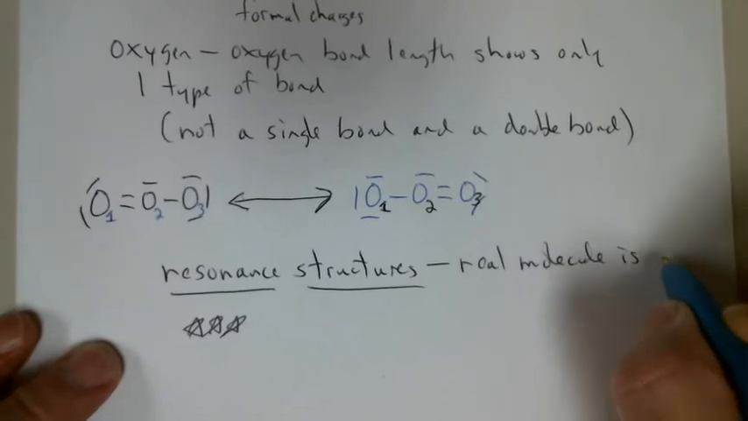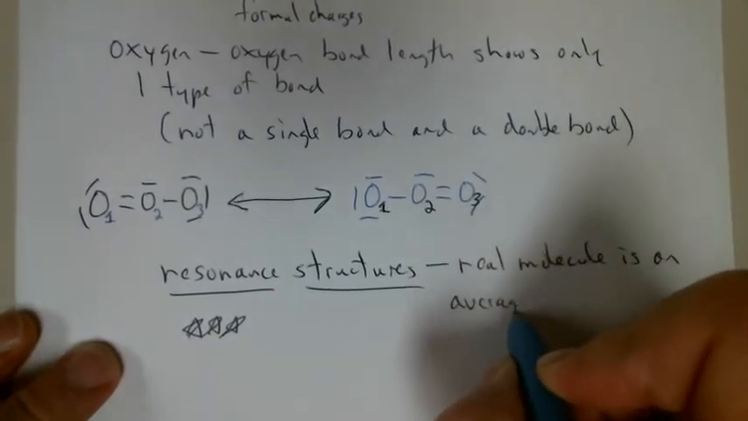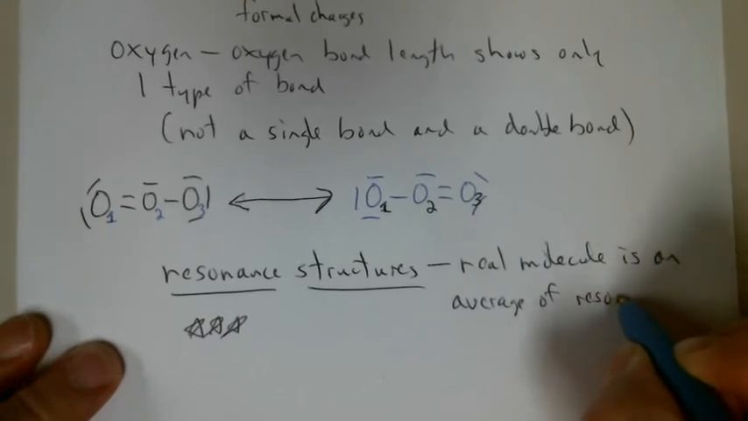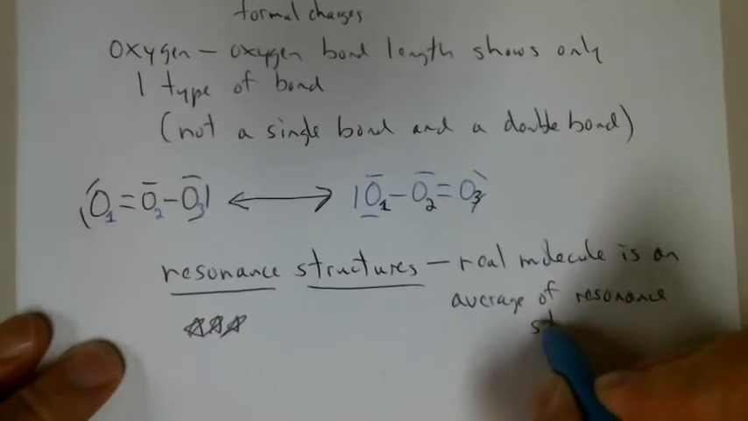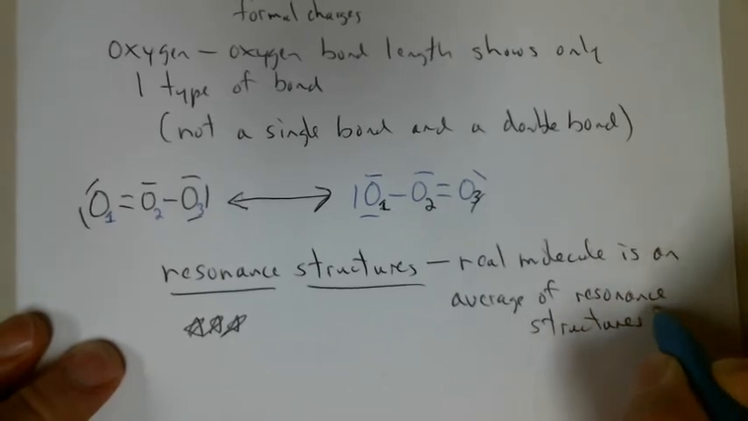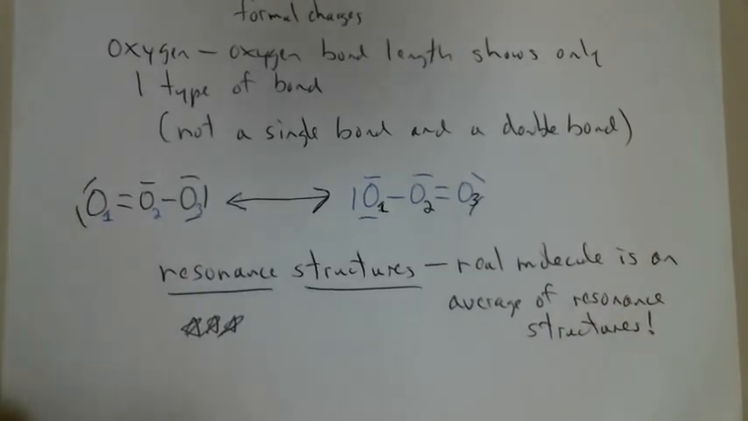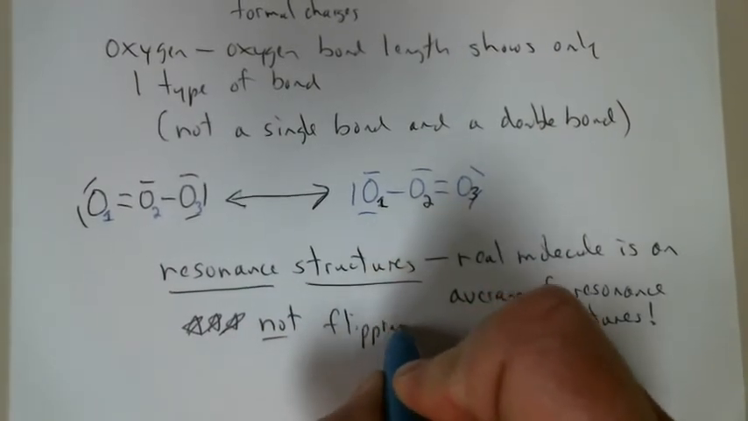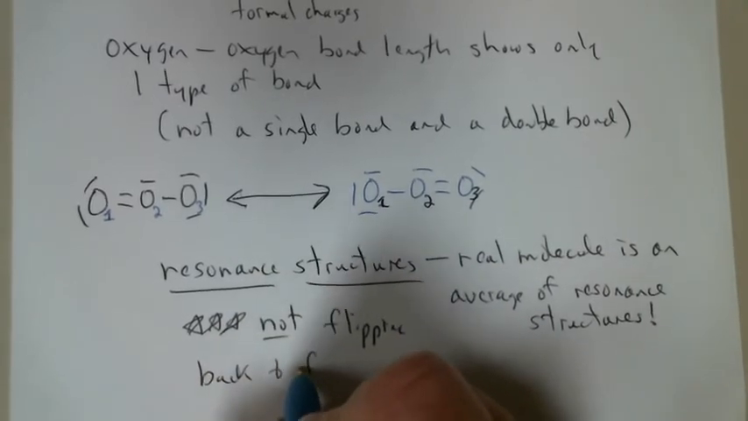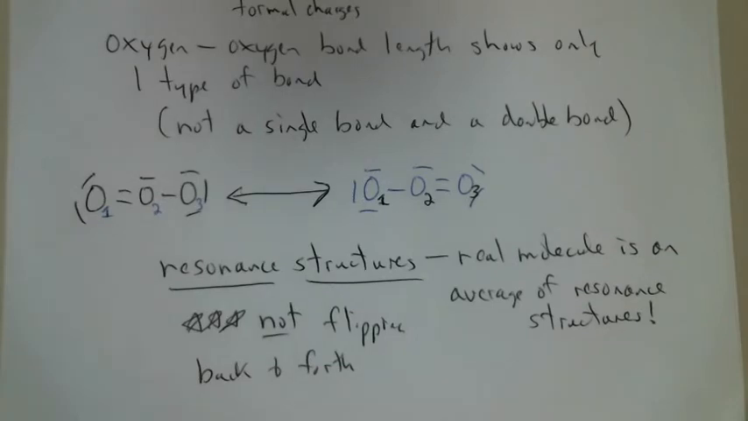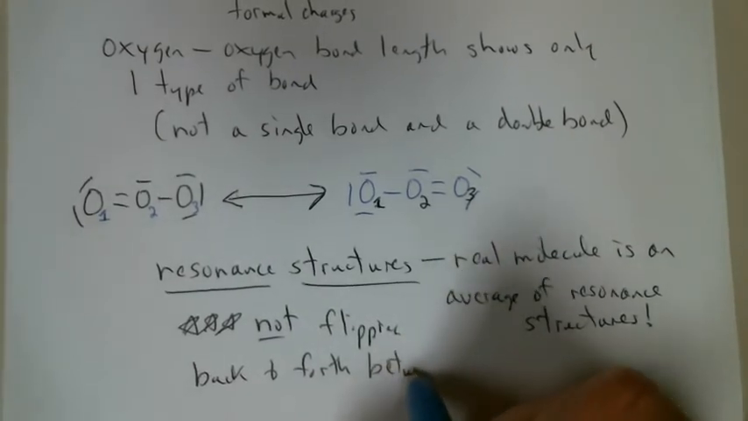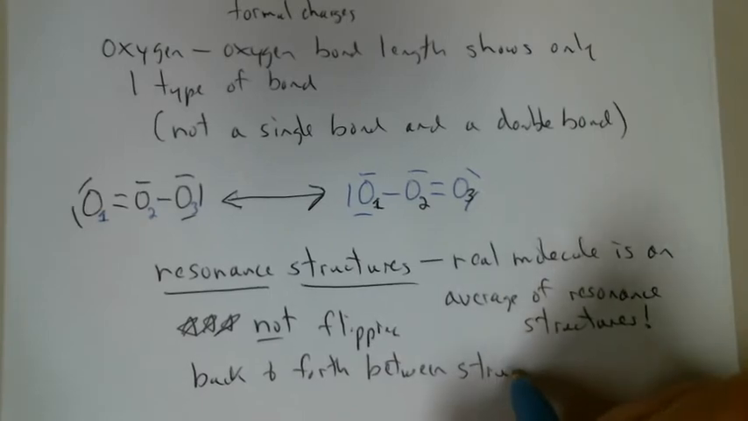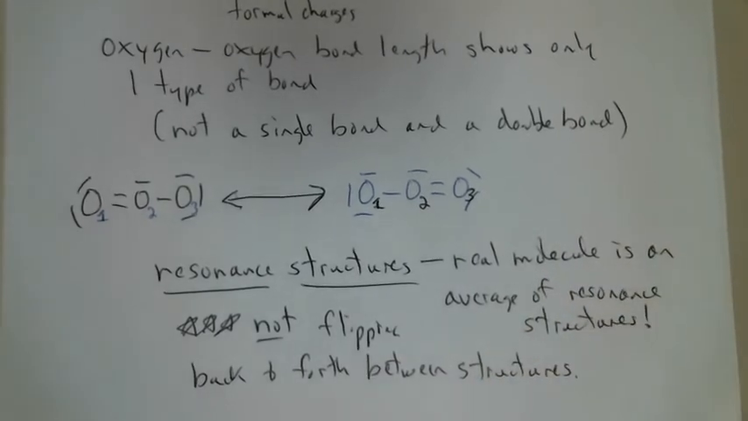So the real molecule is an average of the resonance structures, all the contributing resonance structures. It's not flipping back and forth between them. I'm going to write that here too. And that's really confusing to a lot of people. I've been trying for the last few years, because I think it's an important concept when you go into organic chemistry and just kind of understanding it.